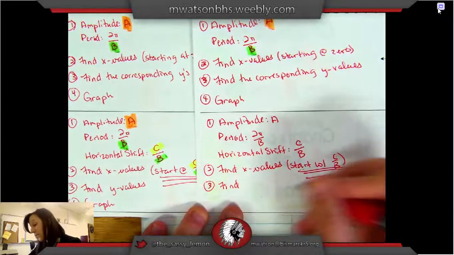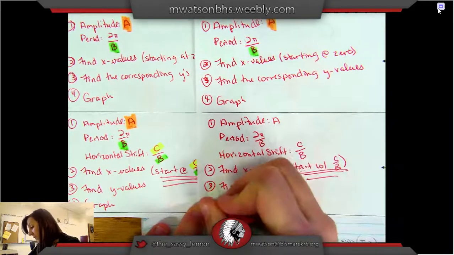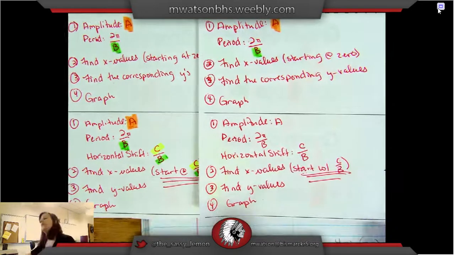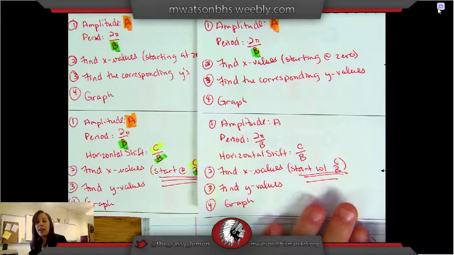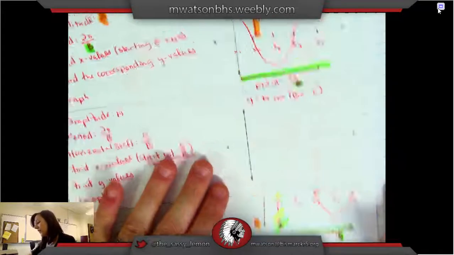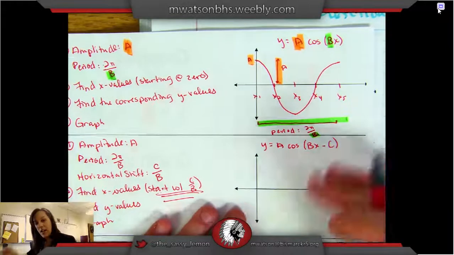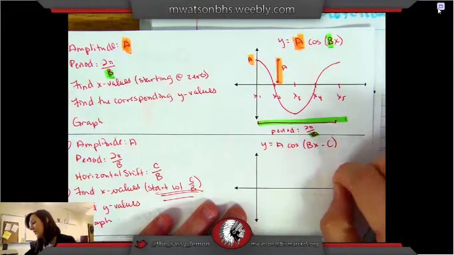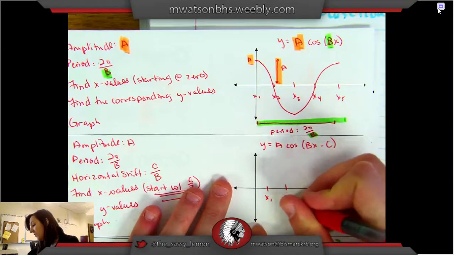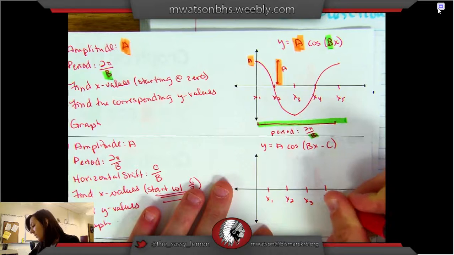Our third step is to find all the corresponding y values. And our fourth step is to graph it. So a lot of identifying and then some calculating here and then plotting points. So if we want to look at how our general graph is going to appear, it's going to look exactly like this but shifted over some. So instead of our x sub 1 being at the origin, it's shifted over slightly, and therefore all of our others are also shifted over slightly.